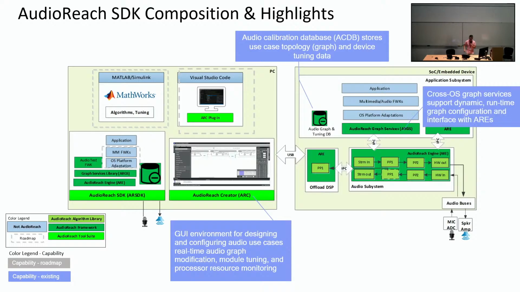The next component is this OS-agnostic graph services library, which knows how to interface with the ACDB files to get all the use case configuration, and then interface with the Audio Reach engine, which is the signal processing framework, to send down the graph definition in order to construct the use case graph. It is also able to exchange audio data, the PCM data, and even compressed offload bitstreams such as MP3 and AAC with the Audio Reach engine.